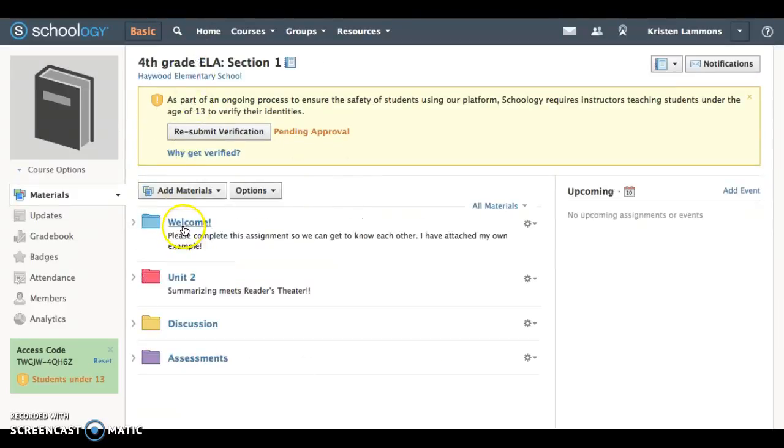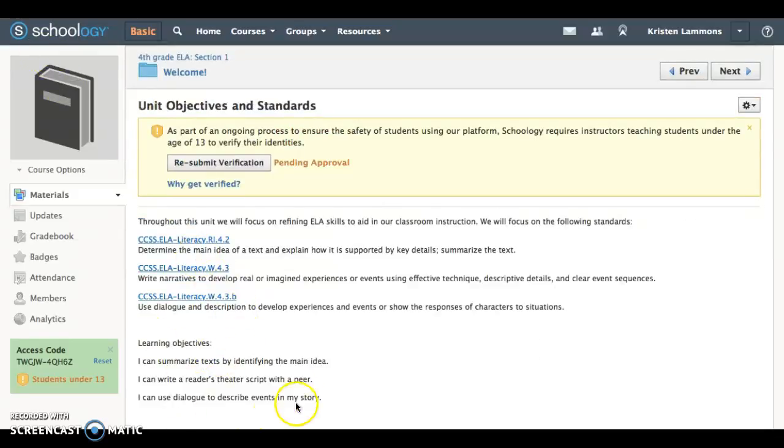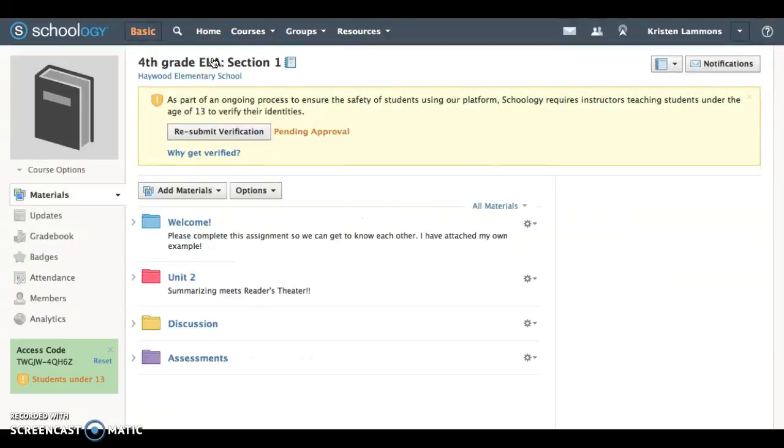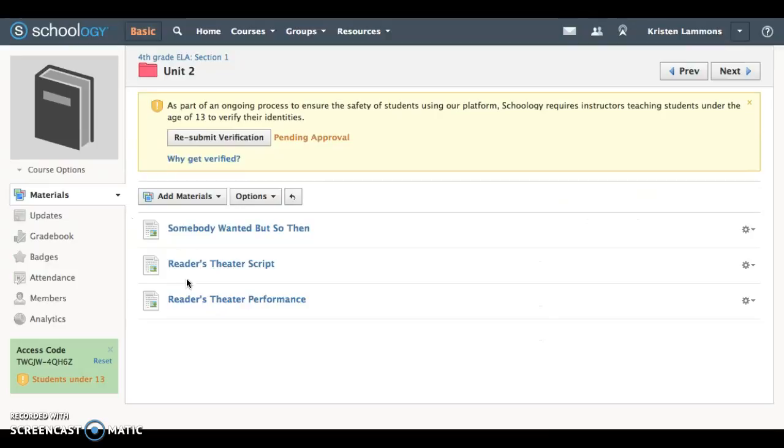And in my classroom, these learning objectives are posted on my board. So this will be used as a blended classroom where they can access this at home as well as what we're doing in the classroom. So for Unit 2, we're doing Reader's Theater and summarizing.